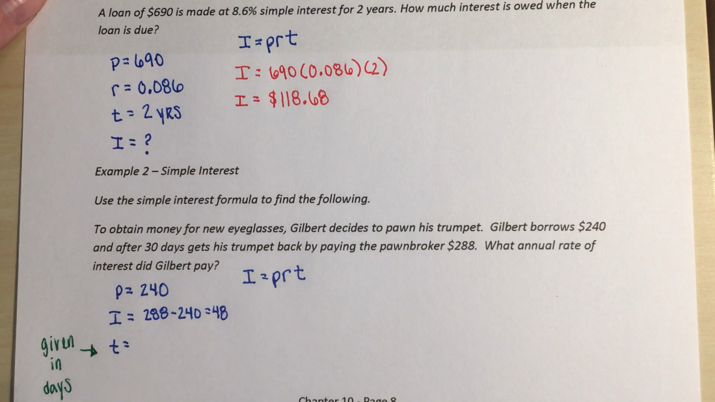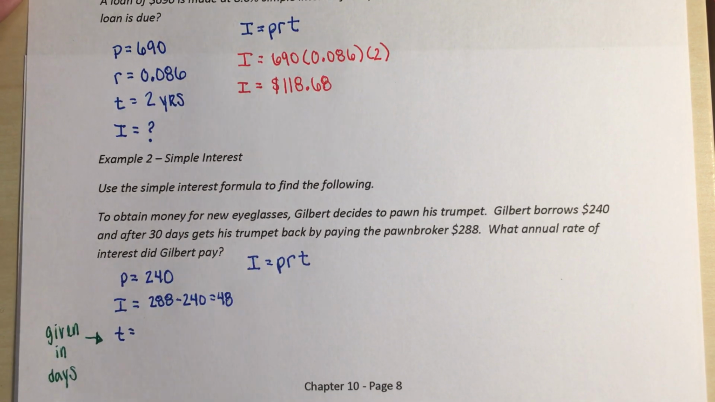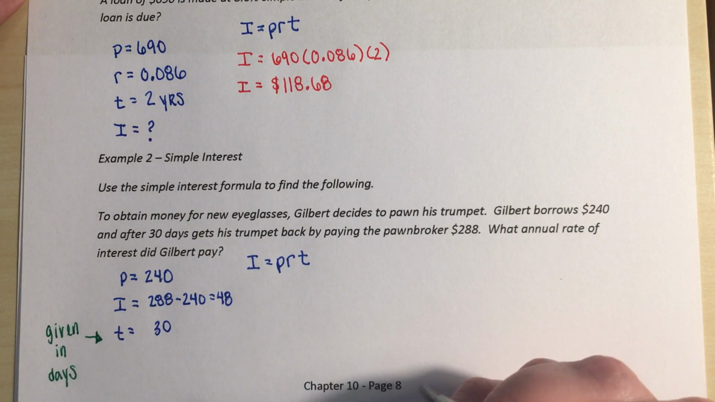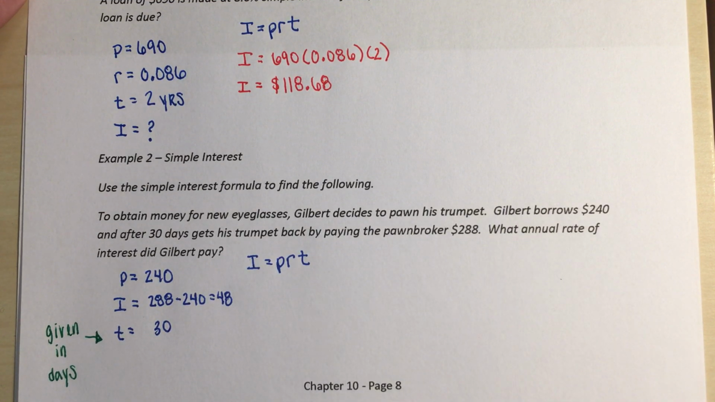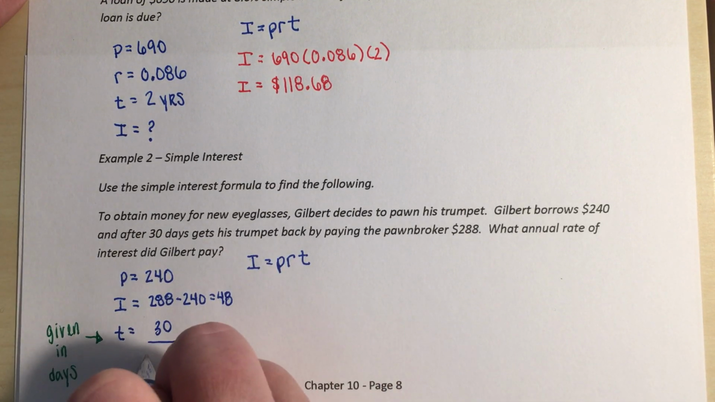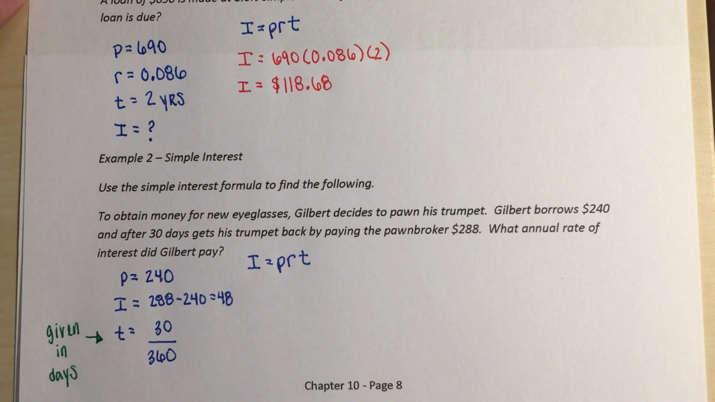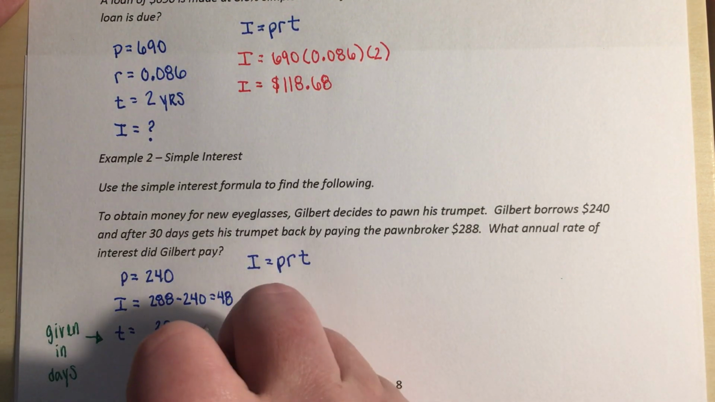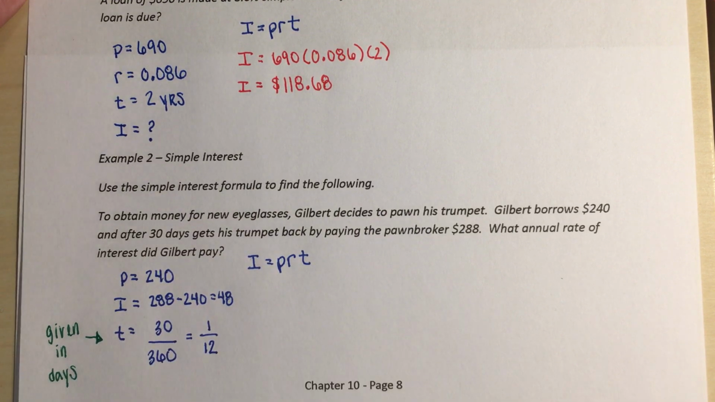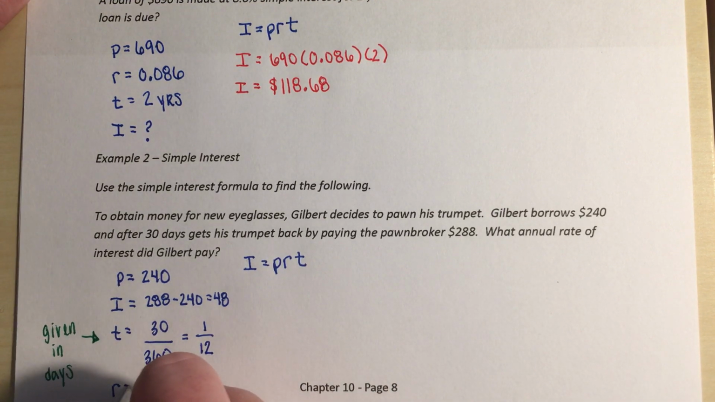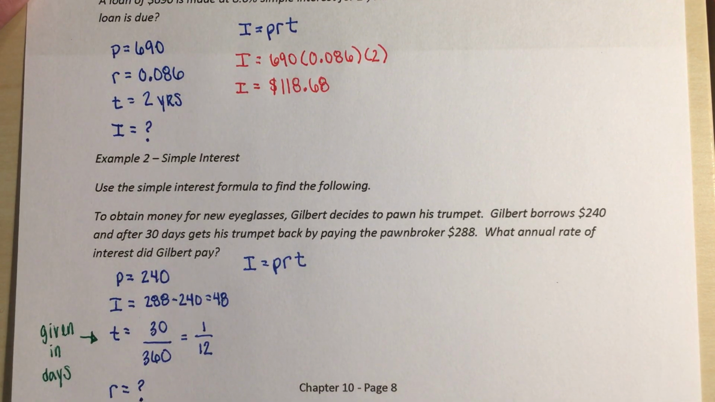That's the big difference between this problem and the one that we did previous to this. Because our time is given in days, we need to change this to years because that's what our interest rate is. We're looking for an annual interest rate. So our time is 30 days. According to our banker's rule on the previous page, remember that we're using 360 days instead of 365 as a year. We can reduce this down. 30 divided by 360 reduces to 1/12, or 1 month is 1/12 of a year. Our interest rate, our R, is what we're looking for.